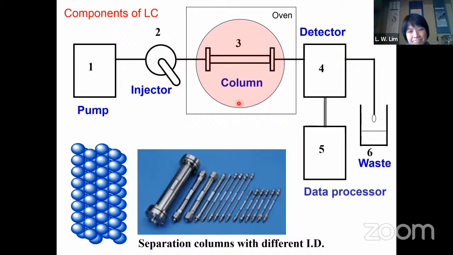So I believe, if I ask, of course, the column is the heart of chromatography. But beside the column, like the pump, injector, detector, data processors, which part do you think is more important than the other parts beside the column?